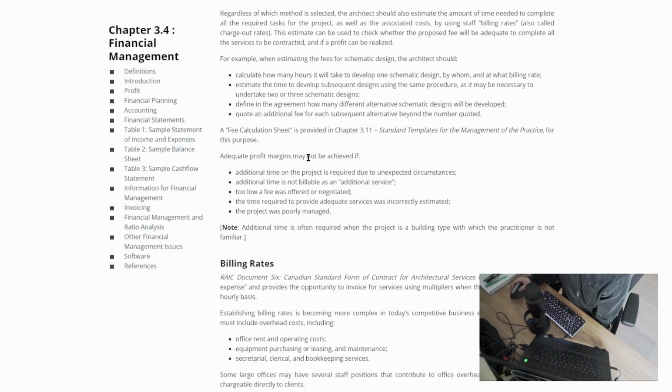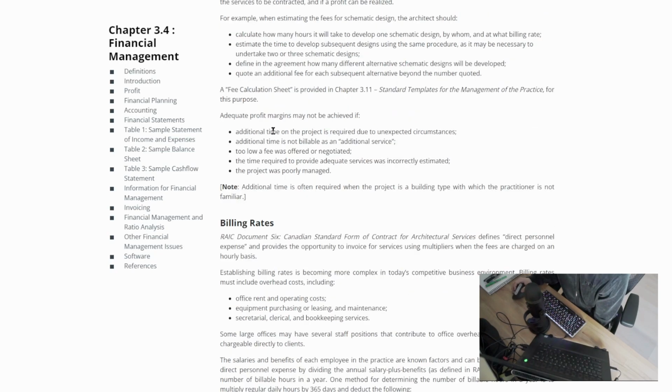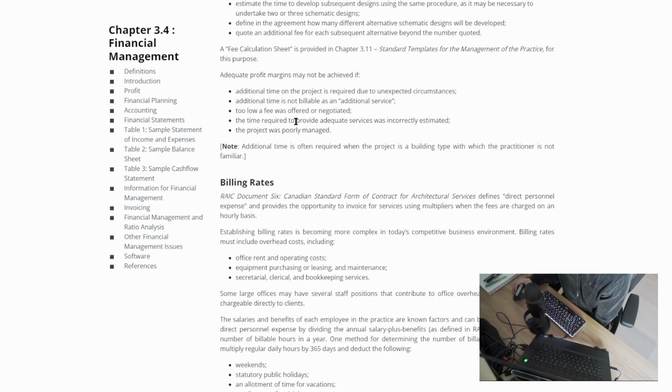A fee calculation sheet is provided in Chapter 3.11. For this purpose, adequate profit margins may not be achieved if additional time on the project is required due to unexpected circumstances. Additional time is not billable as an additional service.